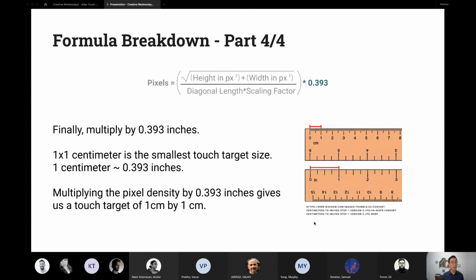And then last but not least, because again we're dealing with device sizes in inches, we're going to multiply this whole thing by 0.393 inches. And why are we doing this? The reason is because 1 centimeter, which again is our gold standard, is equal to about 0.393 inches. So we're just basically converting from inches to centimeters in this situation. If you were measuring the diagonal length of your screen in centimeters, then you would not have to do this final step, and this would not be required.